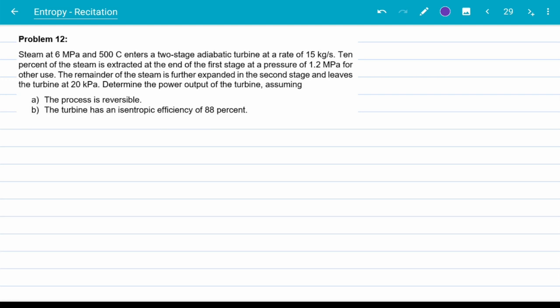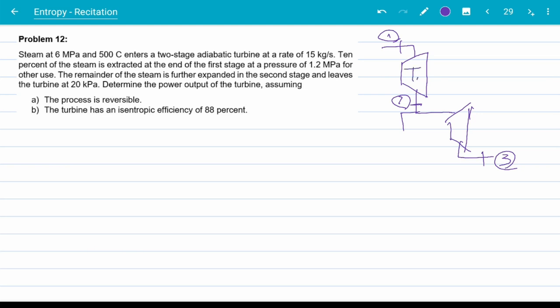Okay, so this is a very basic schematic of our problem. Steam enters at state 1 to the first stage and exits like this, state 2. 10% of it is bleeding off, the rest enters the second stage and is expanded to state 3.